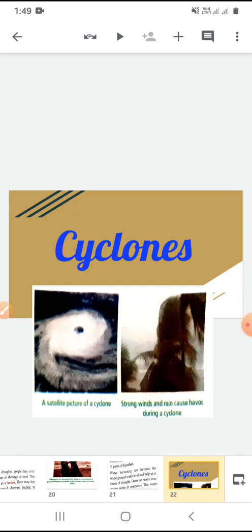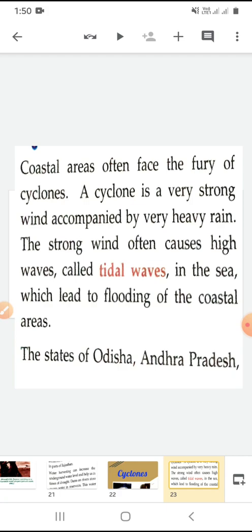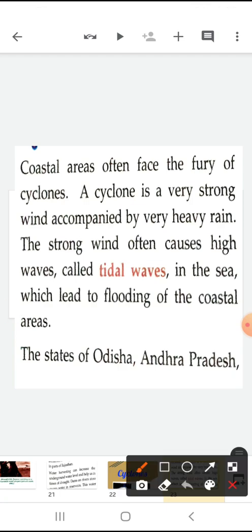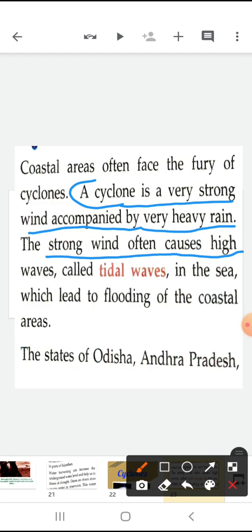Repeat, cyclone. Strong winds and rain are caused during a cyclone. Alright, shall we begin? Coastal areas often face a flurry of cyclones. A cyclone is a very strong wind accompanied by very heavy rain. The strong winds often cause high waves called tidal waves in the sea, which leads to flooding of the coastal areas. What are the coastal areas? Coastal areas are those areas which are near the sea.